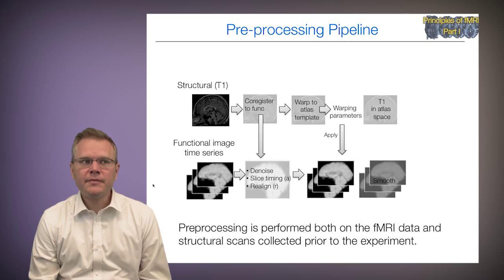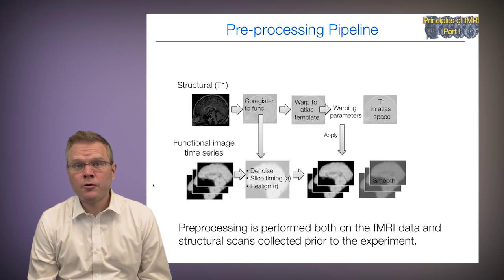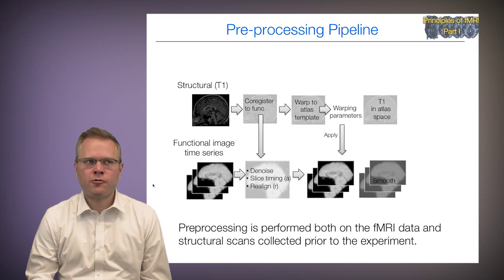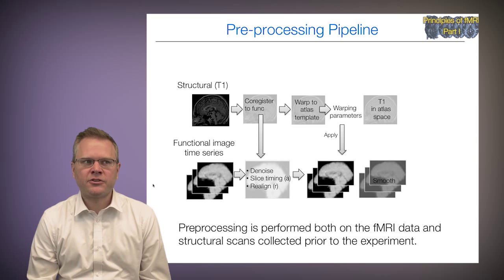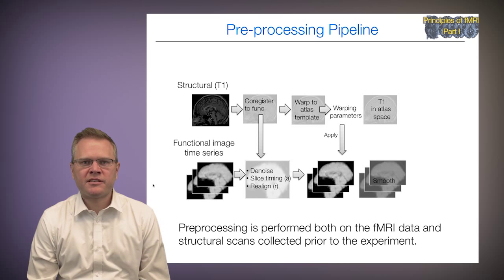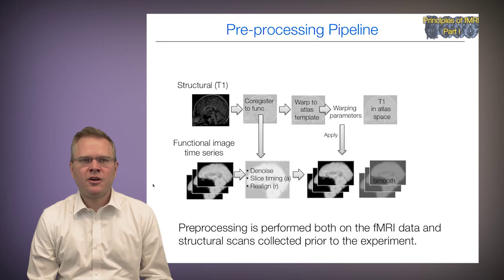analysis. Now, pre-processing is performed both on the fMRI data and on the structural scans that are collected prior to the experiment. So basically, there's an interplay between the pre-processing performed on the structural scans and the functional image time series. This is a cartoon of the pre-processing pipeline that we often use, and we'll return to this once we've explained all the different steps that we're going to go through.